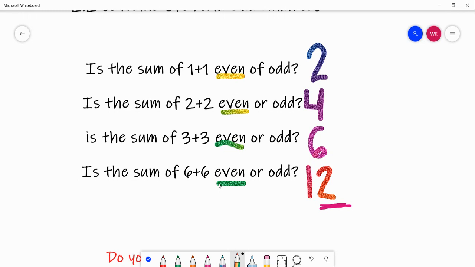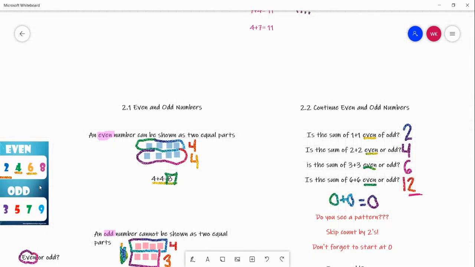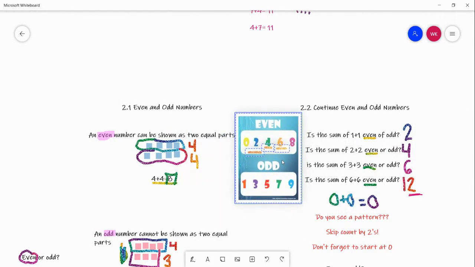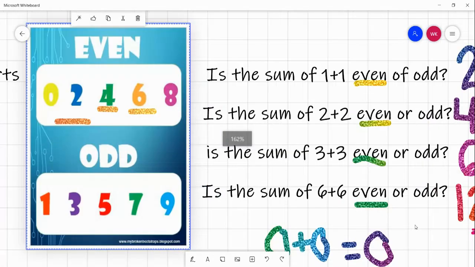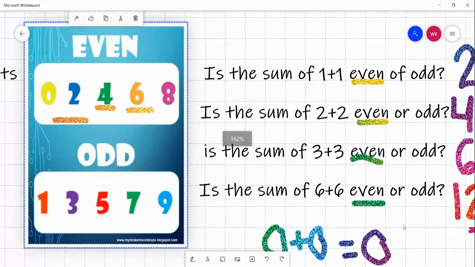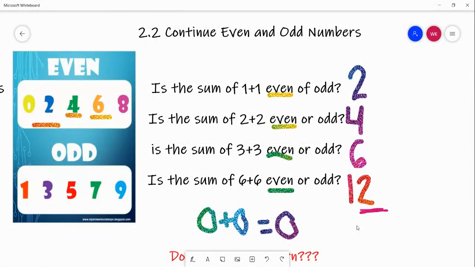So if you thought of what is 0 plus 0? It's 0, right? And 0 is one of our even numbers. If we go look over at our chart again, I'm just going to bring it over here. So if we look at our chart, we see that 0 is an even number. So we know that the sum of 0 plus 0 is even. So all of our doubles facts, every single doubles fact is going to be an even number.